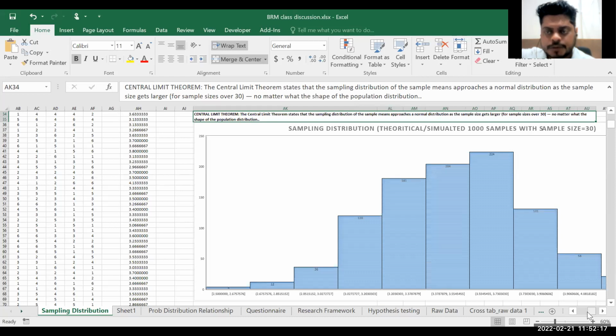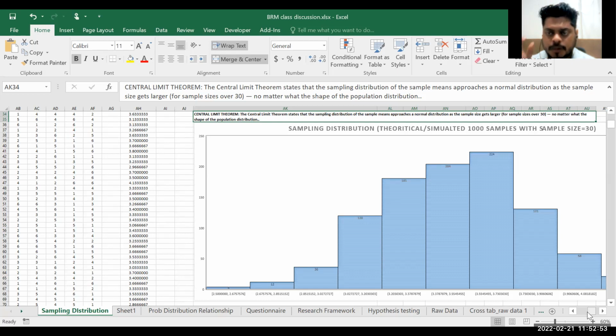The population distribution is unknown. You are only collecting one sample with sample size 30, 50, or 100. That is the sample distribution. The sampling distribution is a theoretical or hypothetical distribution. Just imagine there are 330 students in the auditorium. Randomly I choose roll numbers, 30 students I pick, and that becomes my sample 1. Then again another 30 students, randomly chosen, become my sample 2. If I keep doing that 1,000 times and start plotting, that will give me this kind of sampling distribution.